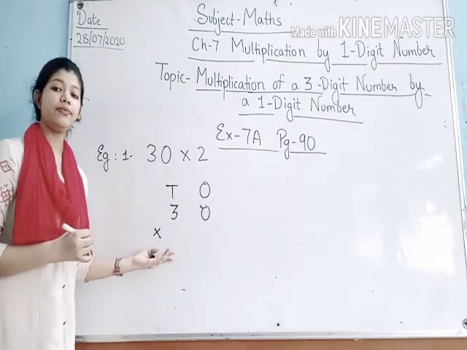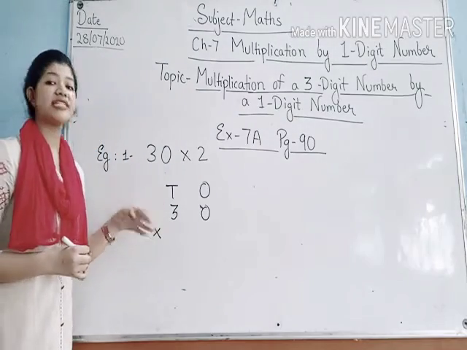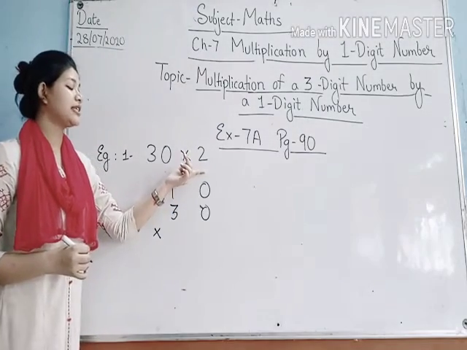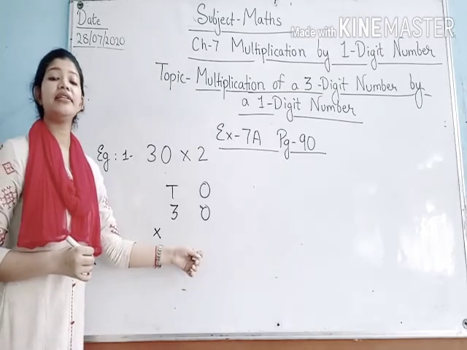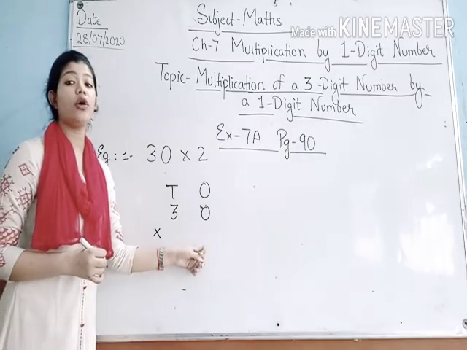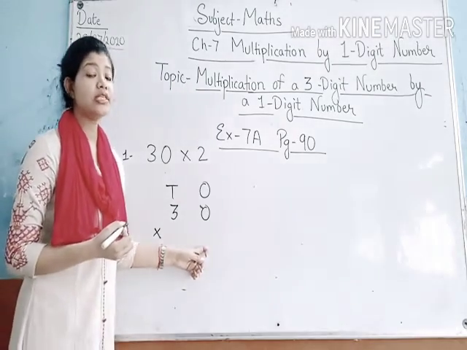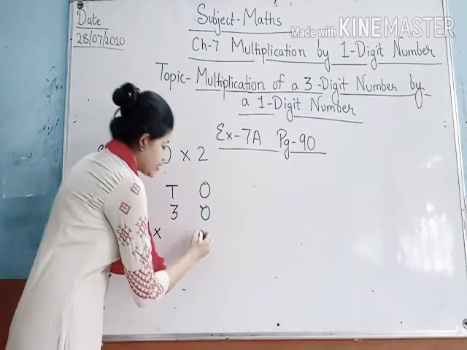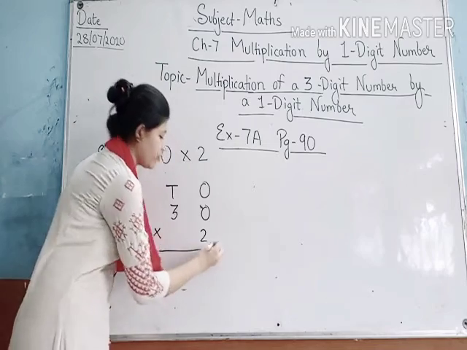multiplication sign over here. Okay. Now what is our second factor? Our second factor is 2. Yes. So our next step is to write the second factor under the column of ones. Why under the column of ones? Because it has only one place value. Yes. So we will write 2 under the column of ones.